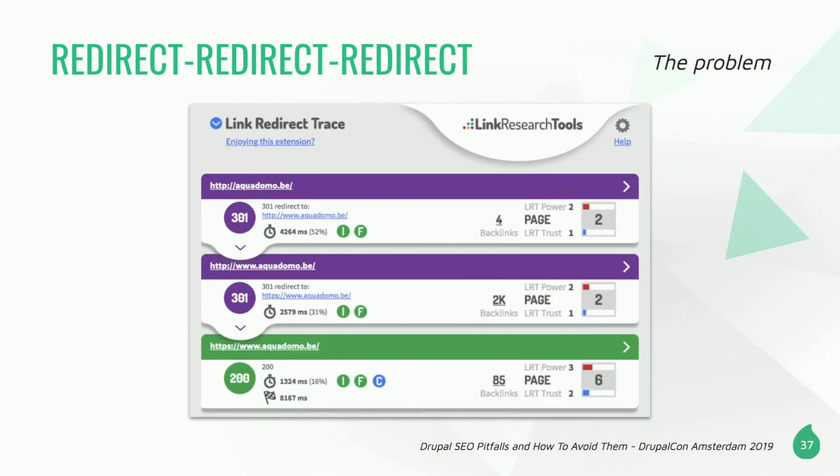For example, this is a screenshot of a Chrome plugin which shows you the redirect trace. And this shows a page visitor going to a website which then redirects to the www version, which then redirects to the secure version, so HTTPS is added. This actually should be combined into one redirect if that's possible. So we limit the amount of redirects.